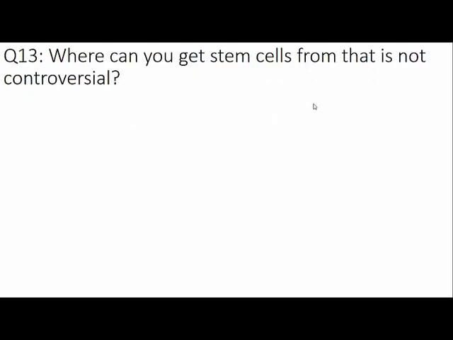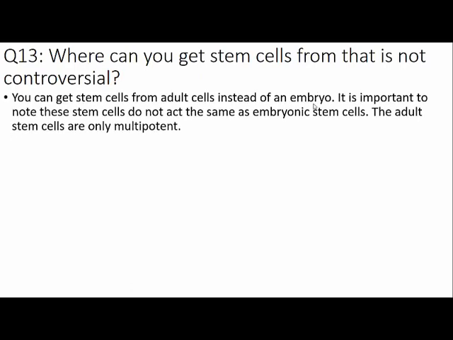All right, number 13, where can you get stem cells from that is not controversial? You can get stem cells from adult cells instead of an embryo. It is important to note that these stem cells do not act the same as embryonic stem cells. The adult stem cells are only multipotent, and we talked about the difference between totipotent, pluripotent, and multipotent. And you can get stem cells from adult cells. A lot of people who are against stem cell research will say, oh, you can get them from the adult.